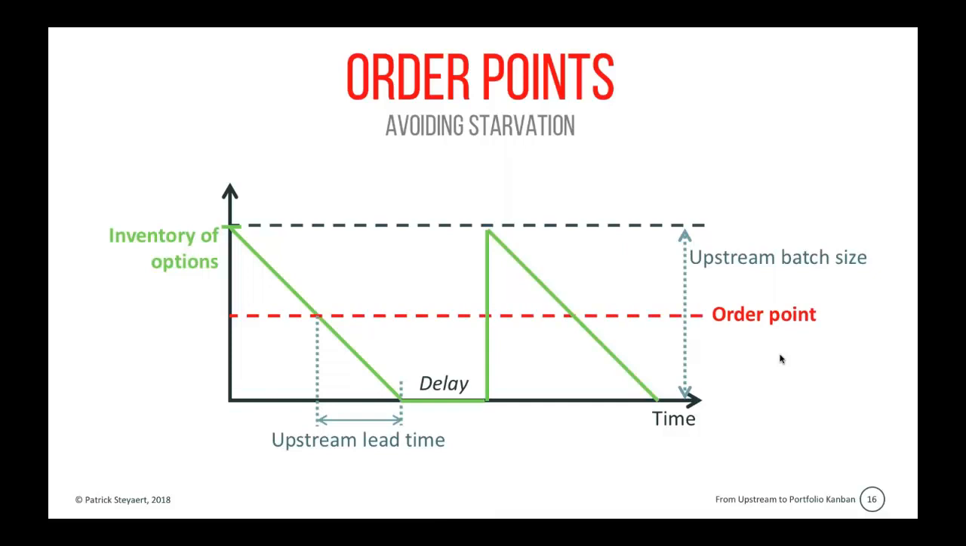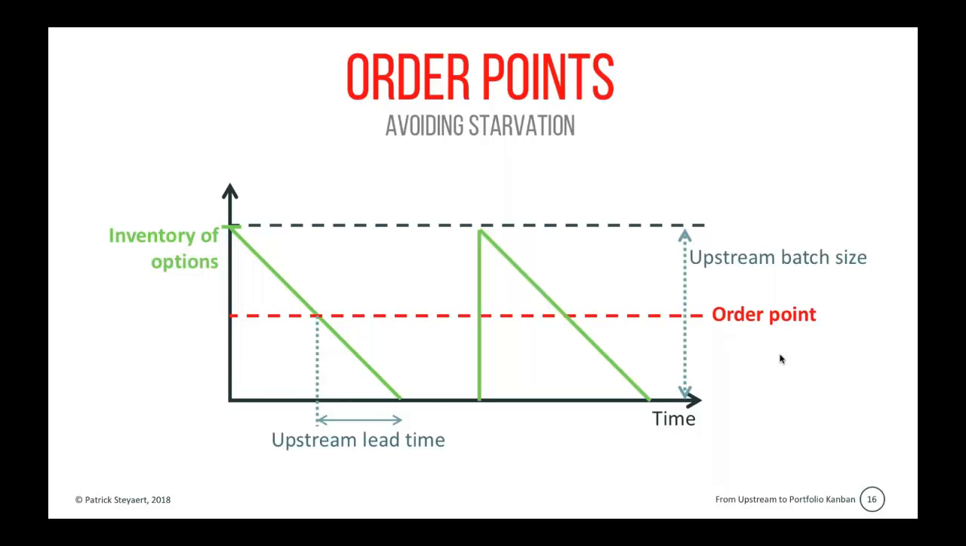So the order point is the point below which we don't want to go with our inventory. So if we go below the order point, that's the point where we need to order more options from the upstream. It's the same as in your kitchen, in your cabinet in the kitchen. It's the point where you say, if we have less than this number of items in the closet, that's the point where we need to go to the shop and buy new things.